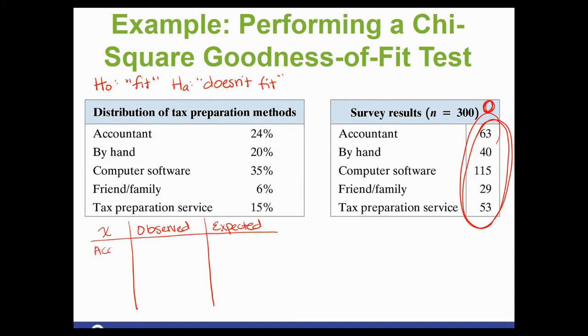So for the accountant, we observed 63 people said they use an accountant. 40 people said by hand, and so forth. Observed values will be given to you. Your expected values are going to come from your percents times your sample size. So for us, our sample size was 300. So we're going to take each one of those percents times 300.